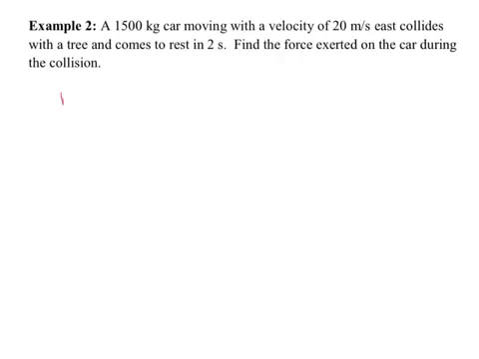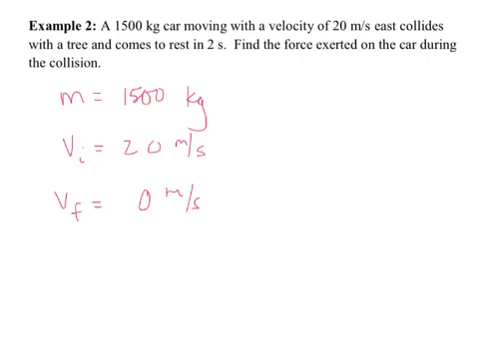So let's list our givens. Mass is 1,500 kilograms. It's the mass of the car. The velocity of the car initially is what? The final velocity of the car is? Why is it 0? You're right. Good, comes to rest. The time period undergone during collision is 2 seconds.